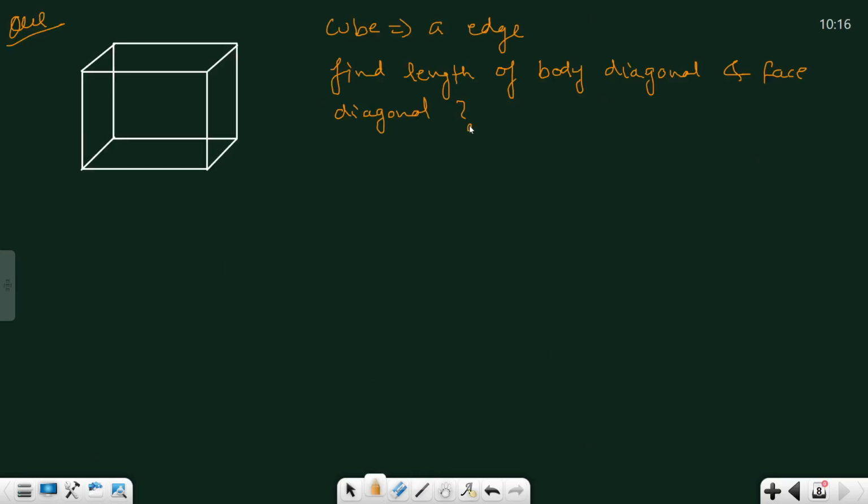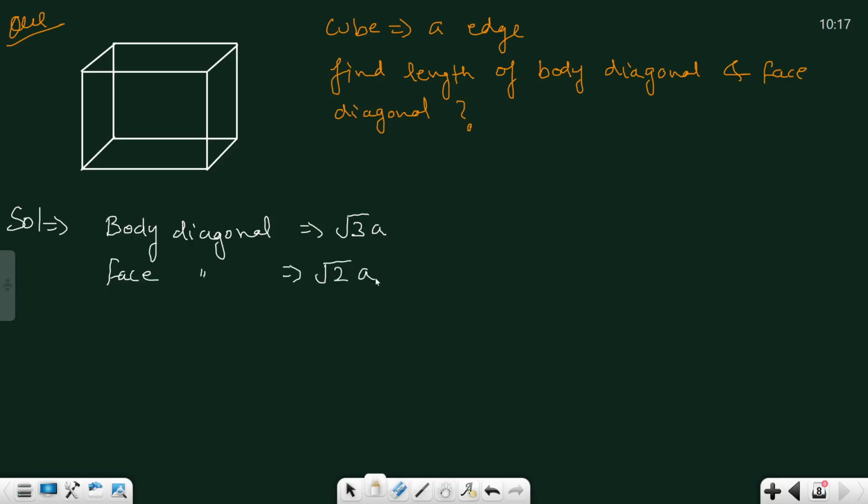Next, let's go. Tell me, what is the answer? The length of the body diagonal is square root 3 into a. The body diagonal is simple, it's root 3a. And what about the face diagonal? Root 2a. Simple.